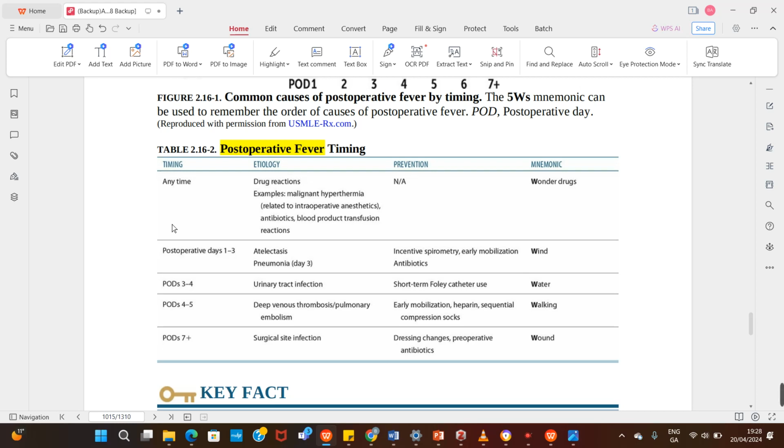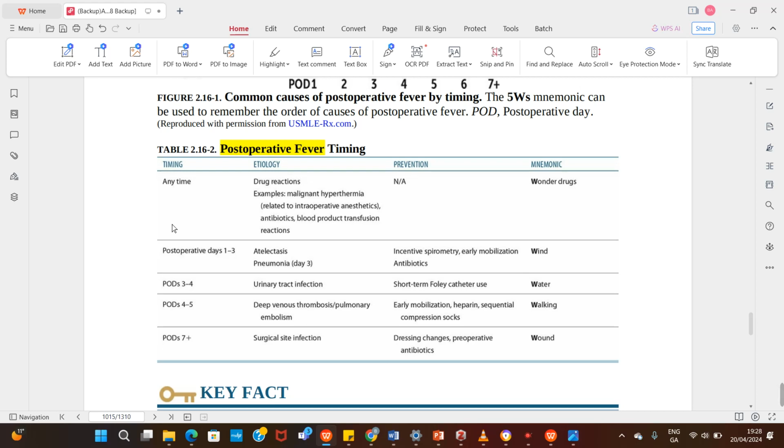Antibiotics is the only way you can prevent pneumonia from happening. So encourage early antibiotic treatment. Then we are done with days 1 to 3.